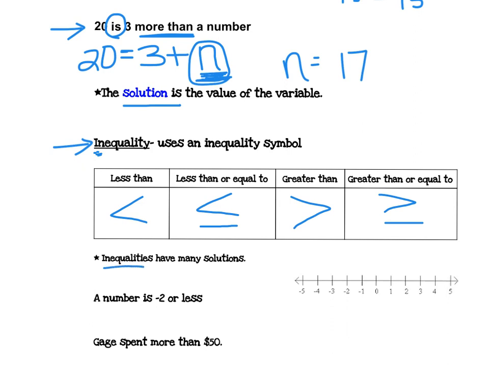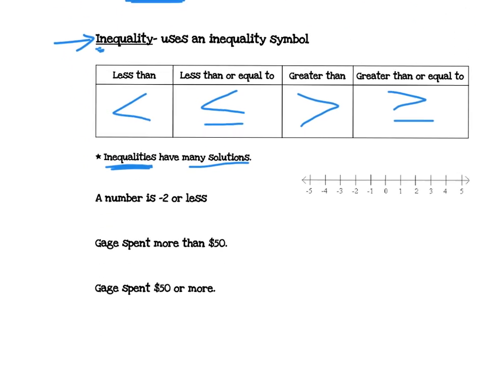Inequalities are a little bit different from an equation. Up here in our equation, we had one solution. We knew that n was equal to 17, and that was it. That was the only solution for n in our equation. But in inequalities, we're going to have many solutions. Let's see what that's going to look like.